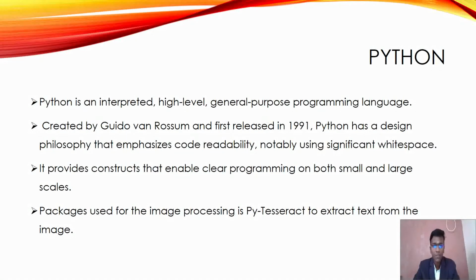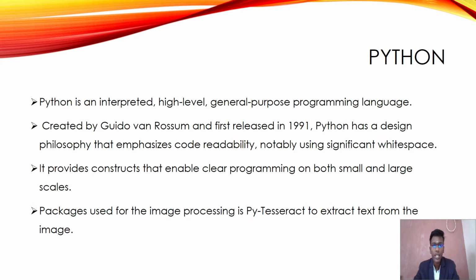Python is a very strong high-level interpreted language, which is a great programming language, and it has more power than R. Comparing R and Python, R is used for statistical advantage and Python is used for application development. Python was created by Guido van Rossum and first released in 1991. It provides constructs that enable clear programming at both small and large scales.